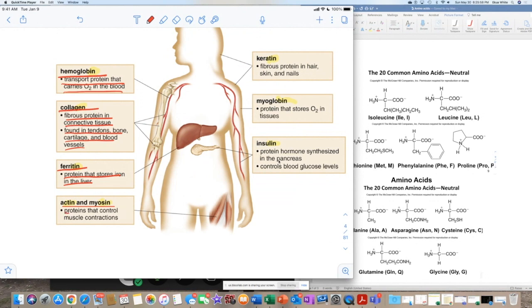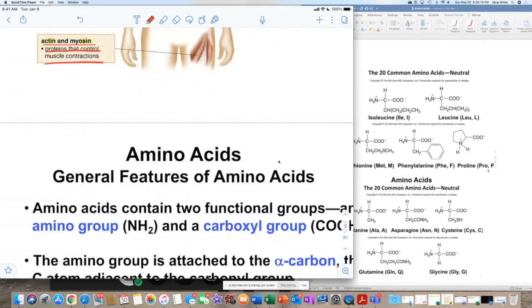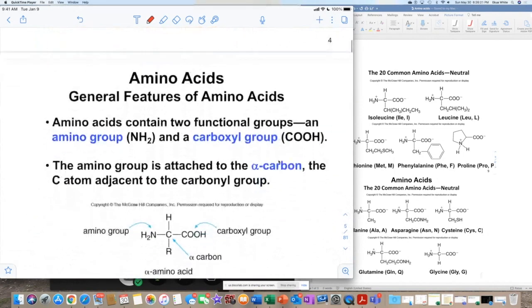These are proteins that control muscle contraction. We have keratin, a fibrous protein that's used for hair, skin, and nails. Myoglobin, a protein that stores oxygen in tissues. Insulin, a protein that regulates blood sugar, right? It's synthesized in the pancreas and it regulates blood sugar. So we can see protein has a very, very important function.